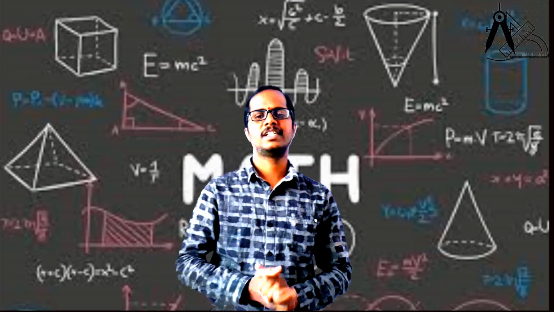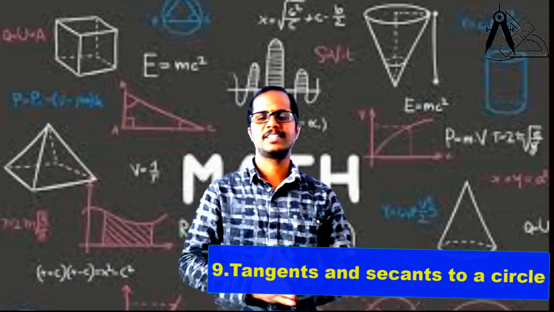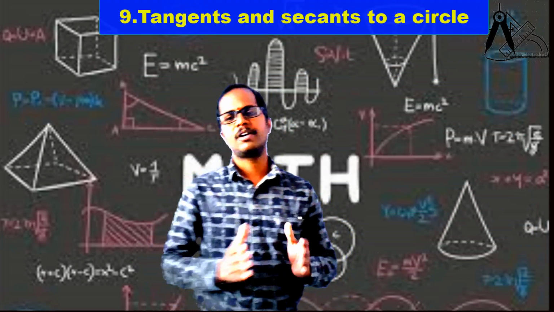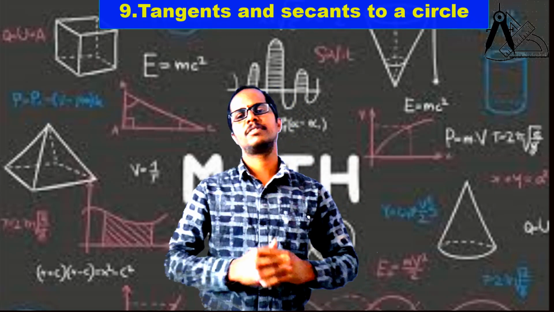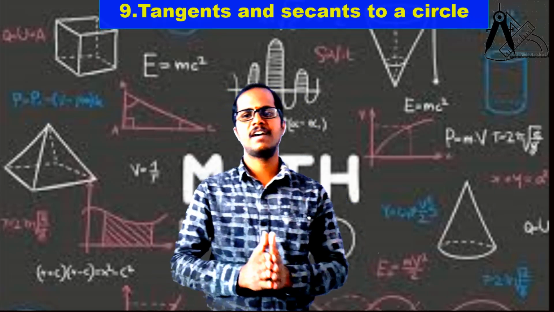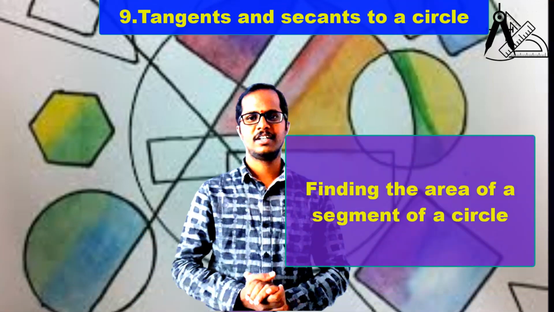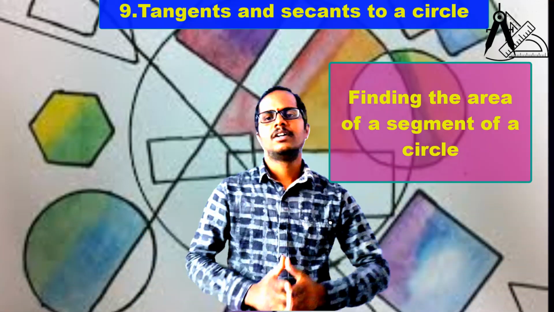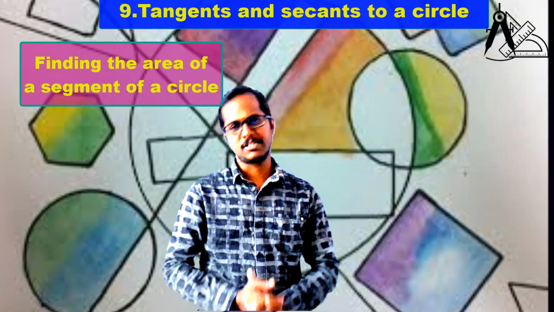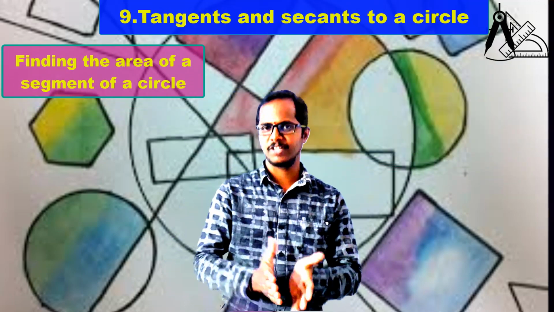This is Bhaskar Bora. We are discussing 9th chapter, tangents and secants to a circle, from 10th class mathematics. As part of this chapter, in our previous video, we discussed the concept of finding the area of a segment of a circle. Do you remember that? What is the concept that we are going to use to find the area of a segment of a circle? Very good.